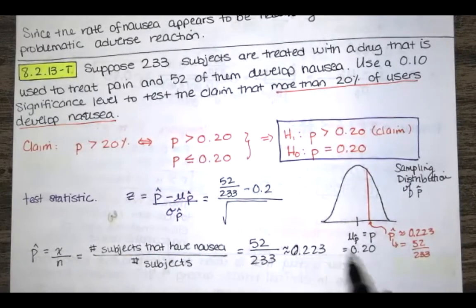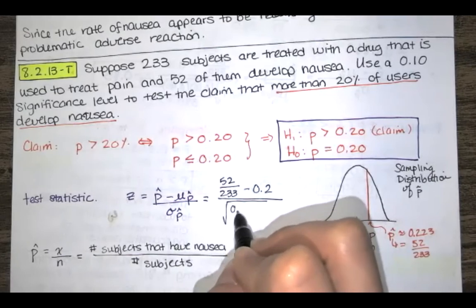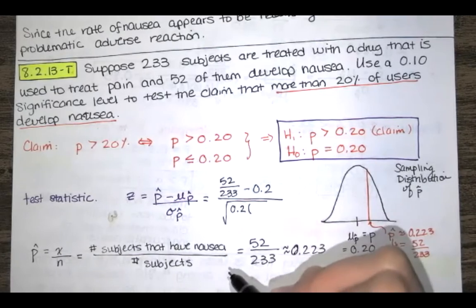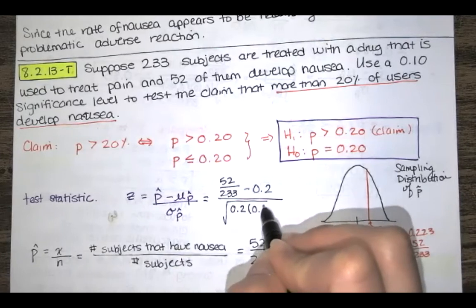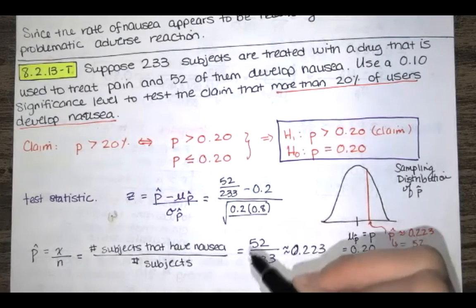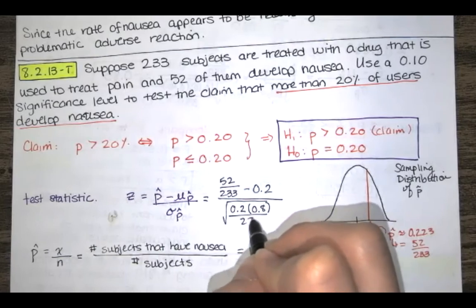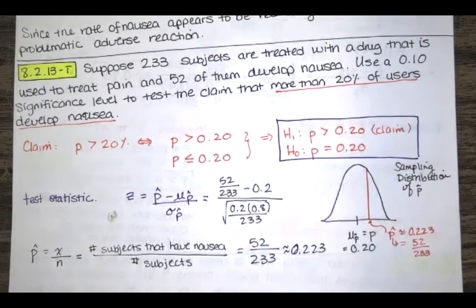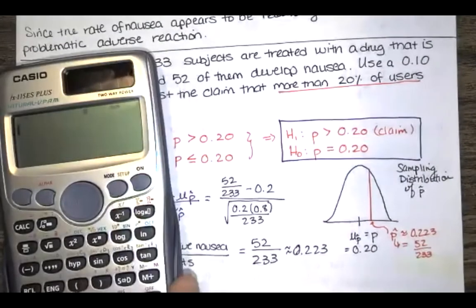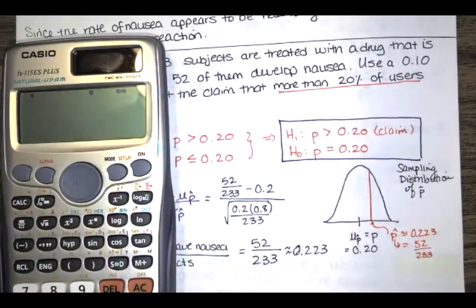Provided the null hypothesis is true, the standard deviation is the square root of p times q, that's the complement of p. If p is 20%, q is 80%, we'll write that in decimal form. And then we divide by the sample size, which in this case is 233. So if we compute all of this, we will get our number of standard deviations above the mean. So I'll do 52 divided by 233 minus 0.2. It's our numerator, divided by the square root of p times q, that's 0.2 times 0.8, divided by 233.